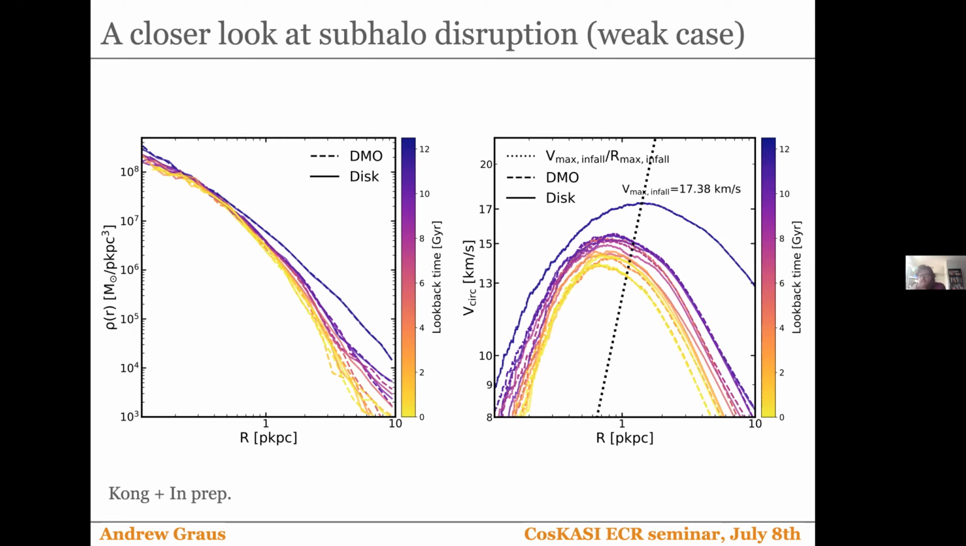And once again, same color scheme, same line styles. And what you can see is for this case, what happens to the subhalo is not much. It gets a little bit of its mass stripped, but this mass stripping is pretty similar between both the dark matter only and the disk simulation. There's not really too much difference. And so this is why I'm calling this the quote unquote weak case.